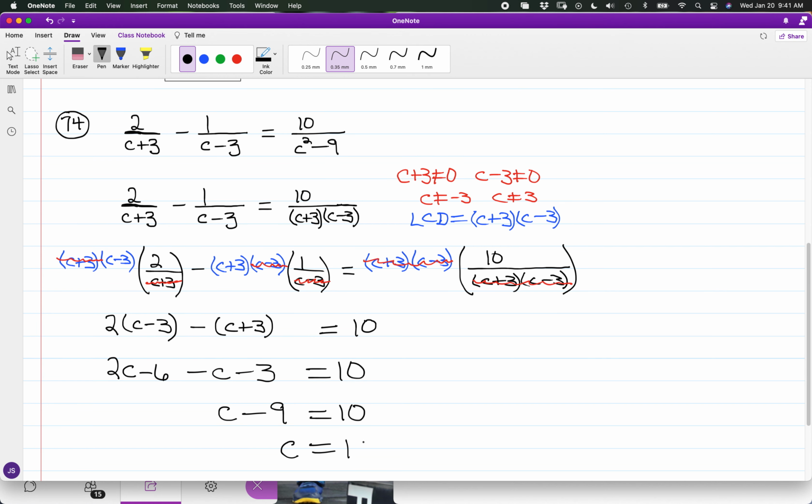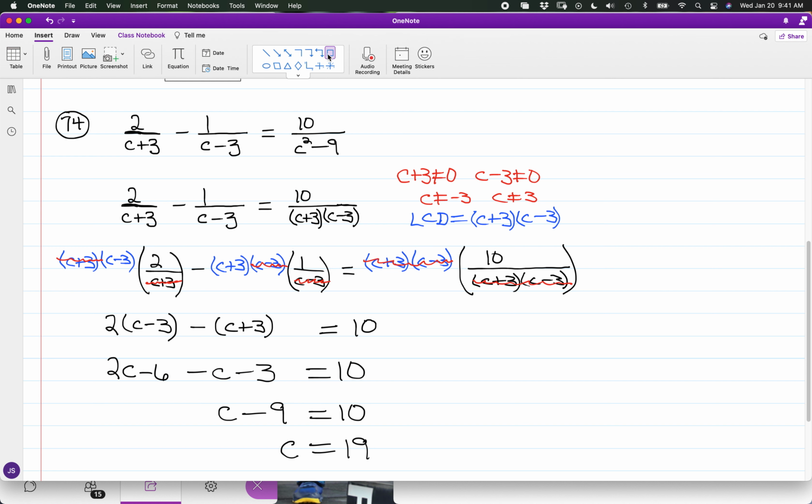And if I add 9 to both sides, we have c is equal to 19. And 19 is not equal to what is disallowed, negative 3 or positive 3. So 19 would check out. Okay, so this equation is going to be true on the condition that c is equal to 19.